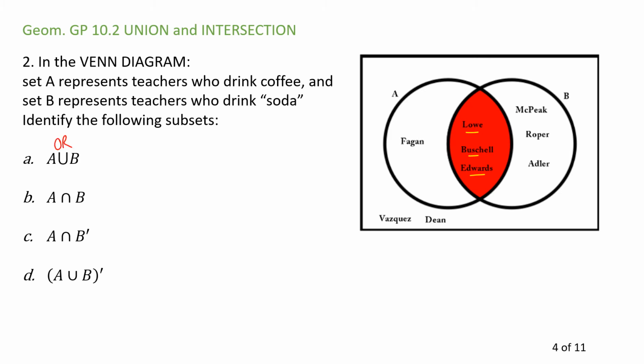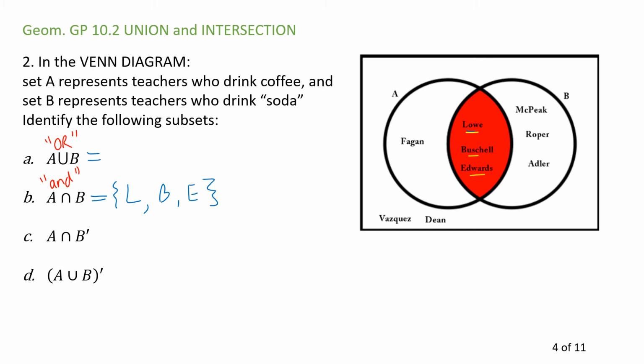remember, this is A or B. This is A and B. I'm going to start with and because I think it's easier. Give me a list of all the teachers who drink both, who are in both circles. Well, Lowe is in the circle A. That Lowe is also in circle B. So Lowe is an A and B, as are Bushell and Edwards.